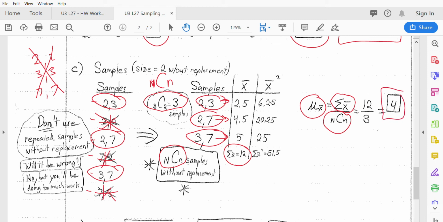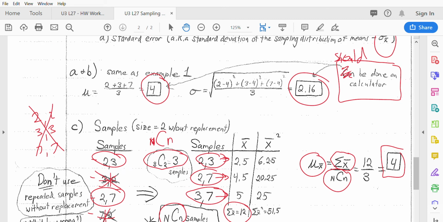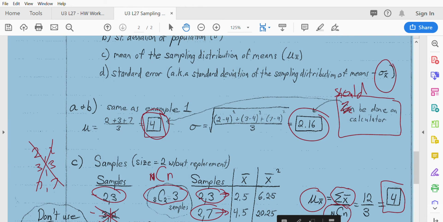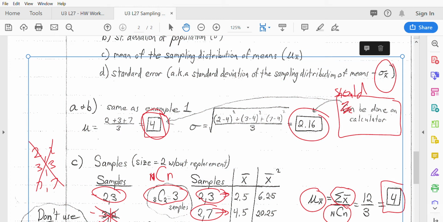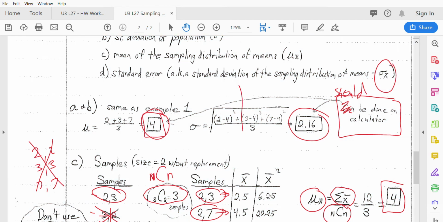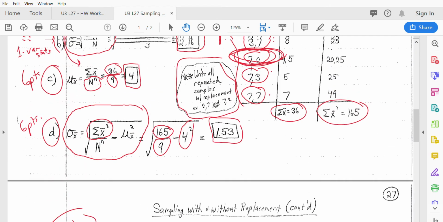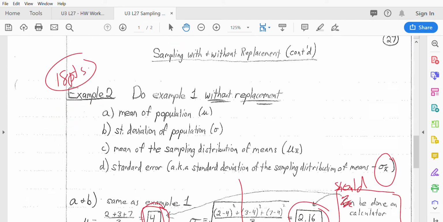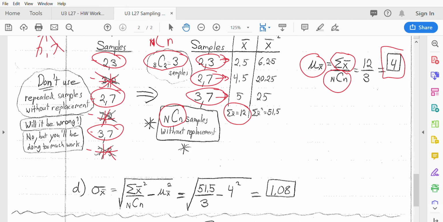Wait a second. The mean of the population was also 4. Something happened here. Let me scroll up. The mean of the samples with replacement was 4. Sounds too coincidental. We're going to find out very quickly here.